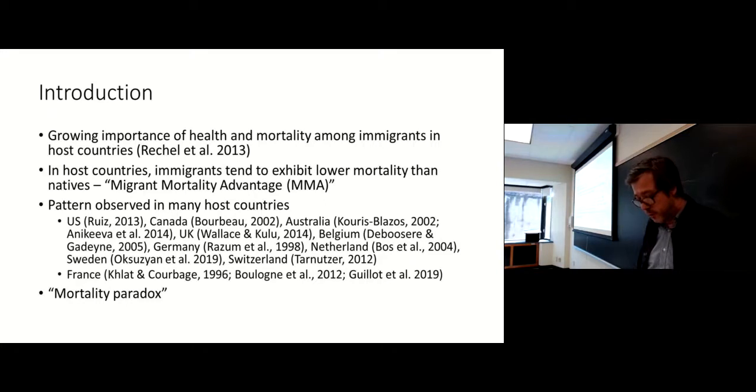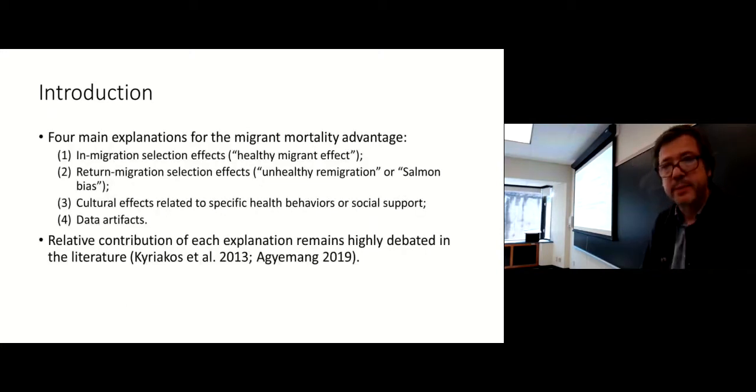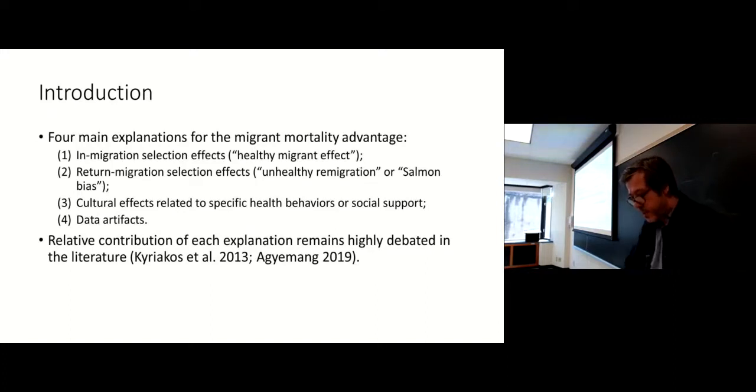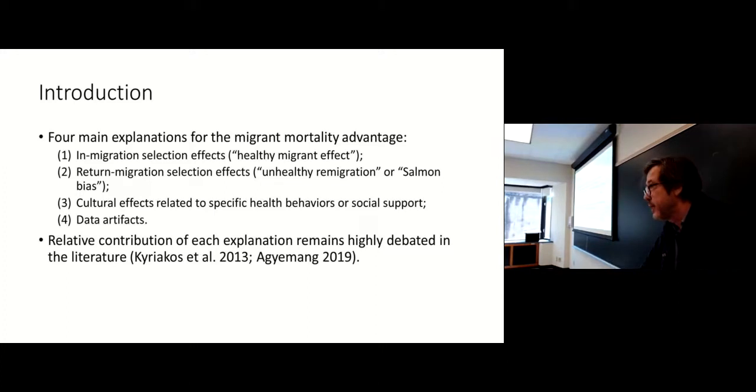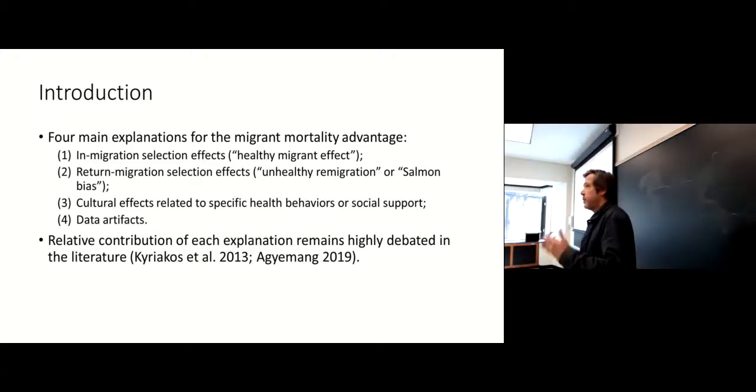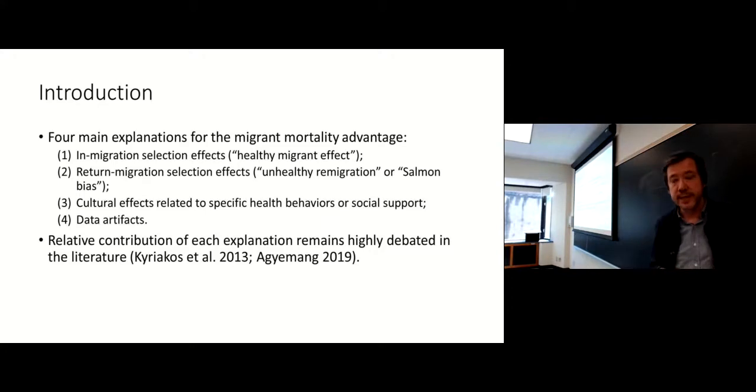So four main explanations have been proposed to explain this migrant mortality advantage. The first is the so-called healthy migrant effect, or in-migration selection effects, the fact that immigrants are not a random draw from countries of origin. They are selected, and they might be so selected, including with respect to health, that actually, once they end up in the host country, they have better health and lower mortality than natives.